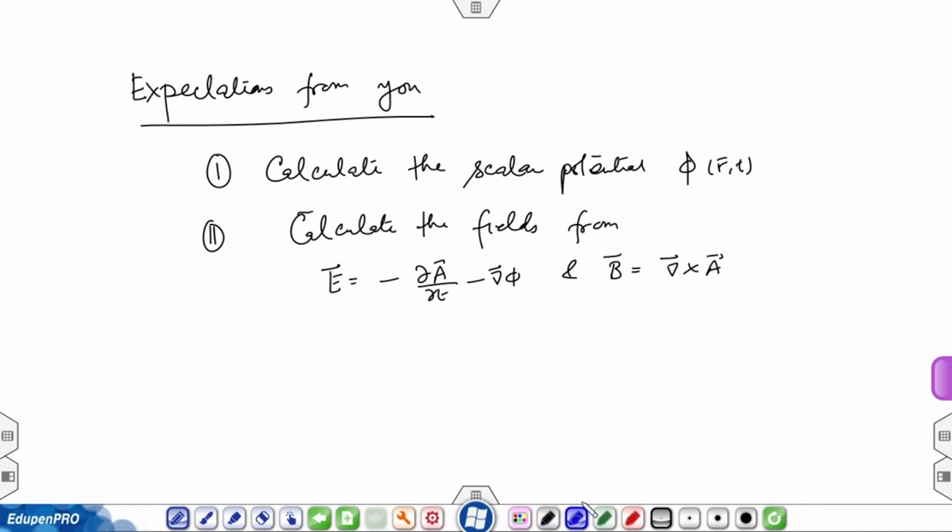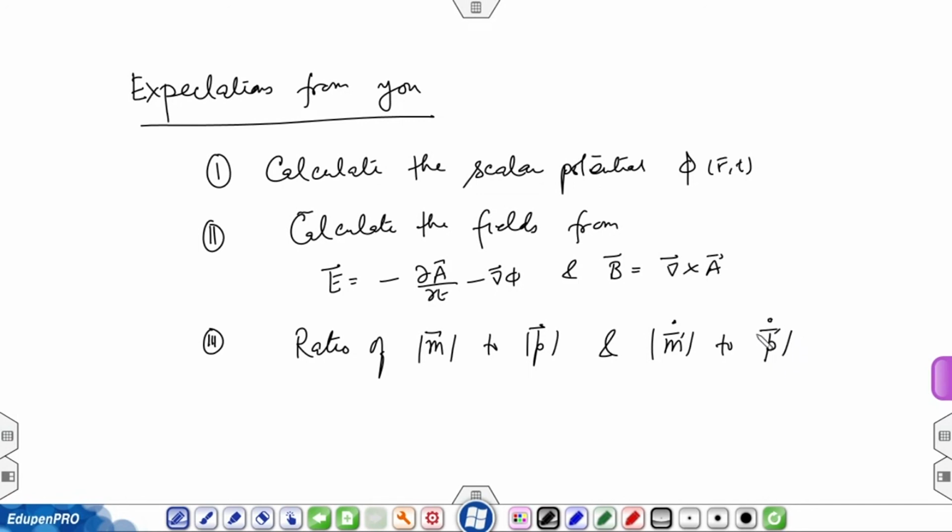And number 3, this is again a repetition from my previous work: the ratio of m magnitude to p magnitude and m dot to p dot, for length scale L and time scale T.